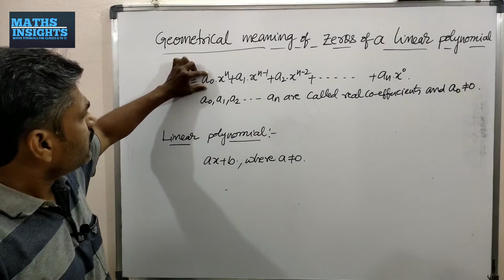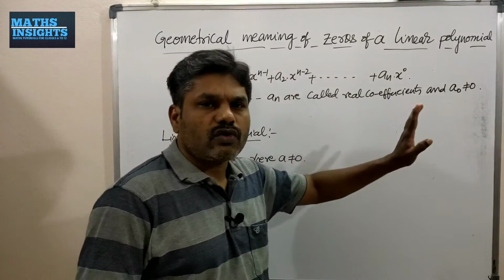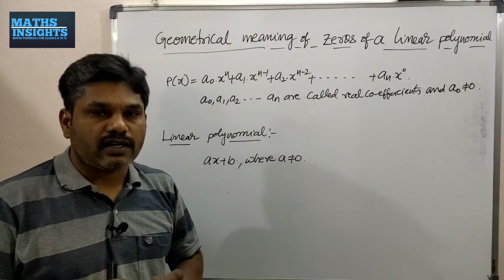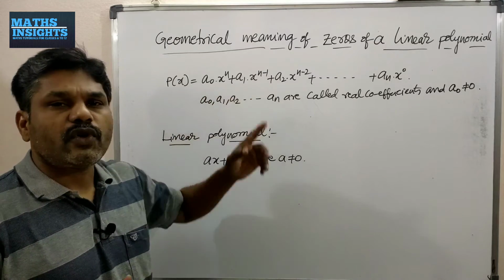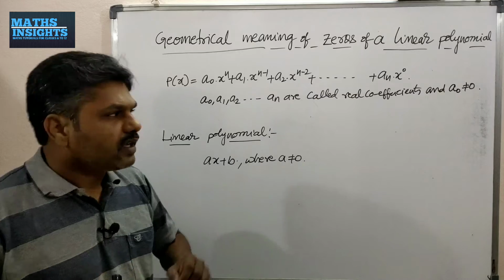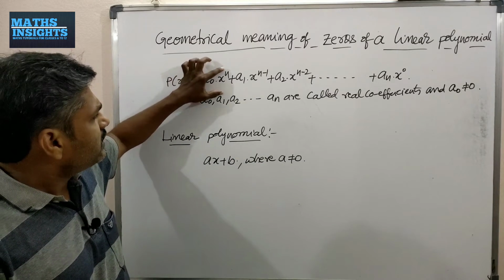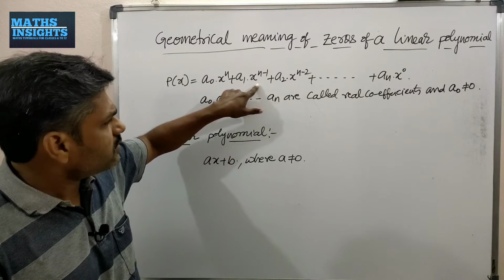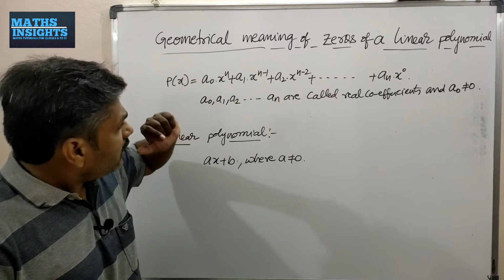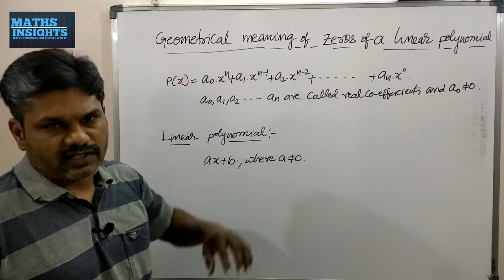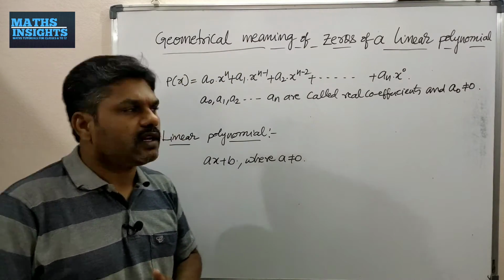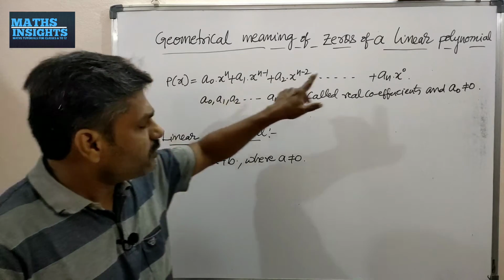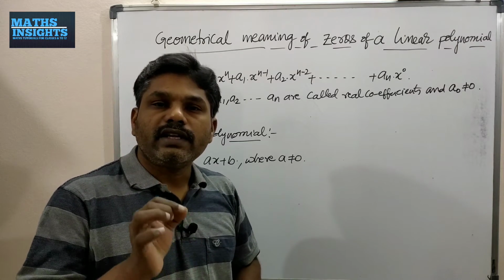Here if a0 becomes 0, then this polynomial is not a polynomial of degree n. Actually this is a polynomial of degree n. If a0 becomes 0, this term will disappear and its terms will start from here. This polynomial will become a polynomial of degree n minus 1. That's why you have to take care the value of a0 should not be 0, then only this will become a polynomial of degree n.